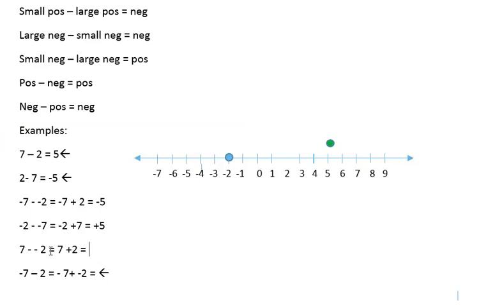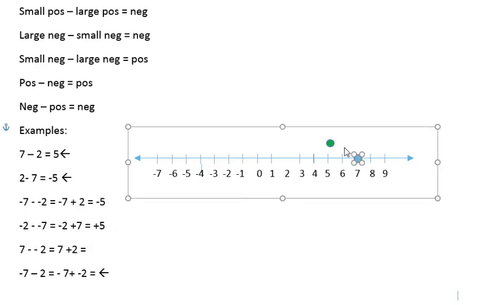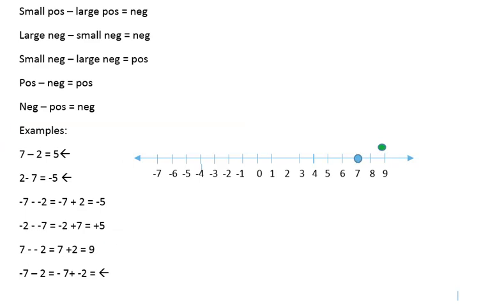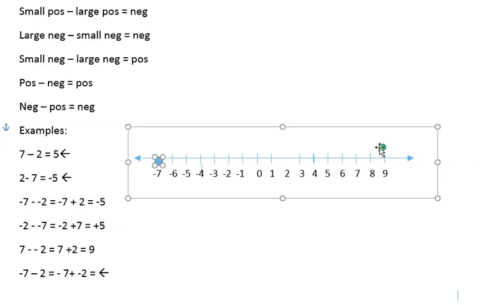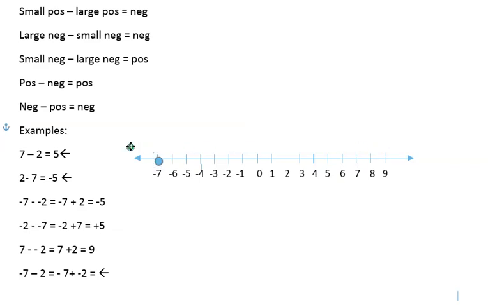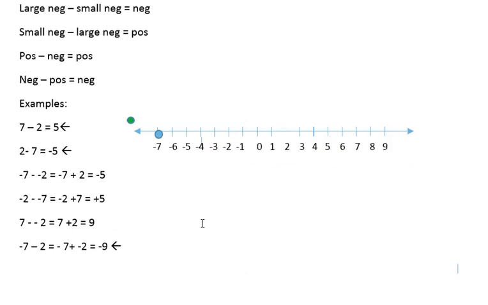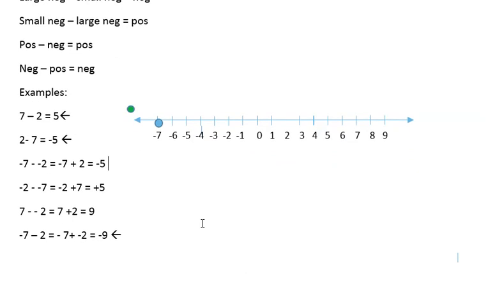7 minus negative 2, again, we can change that minus a minus to plus a positive. So we're starting at 7 and adding 2, we end up at 9. And negative 7 subtract 2, again, I'm off my number line, I end up at negative 9. Off my scale, I should say, still on my number line. So that's kind of adding and subtracting in a summary.